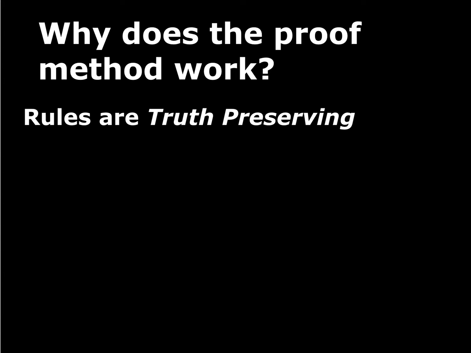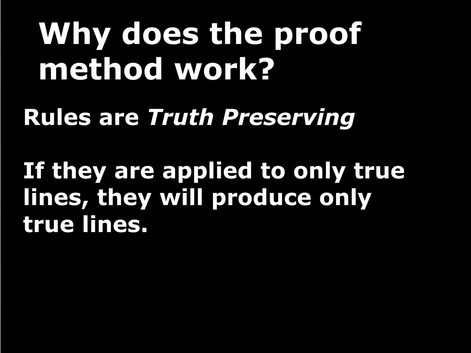The key of that explanation is this. The rules that we have, the inference rules, which are in Chapter 3, and then the replacement rules that we'll get in Chapter 4, all of the rules are truth-preserving. They have this feature. They preserve truth. What does that mean? That means if you apply the rules to only true lines, if everything you apply the rule to is true, it's only going to produce true lines.